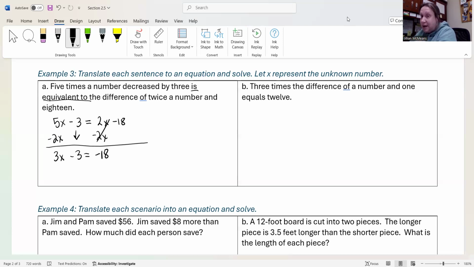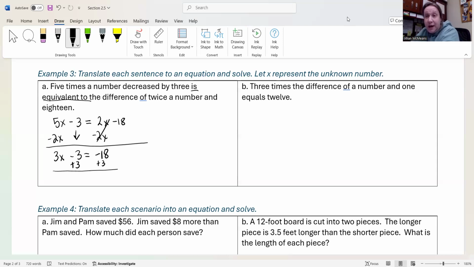Now I need to isolate that term. So now to isolate the 3x, my issue is minus 3. So how do I undo subtraction? With addition. So I'm going to add 3 to both sides. Make sure whatever you do to the left, you do to the right and vice versa. That helps us maintain balance. So I'm going to add 3 to both sides.